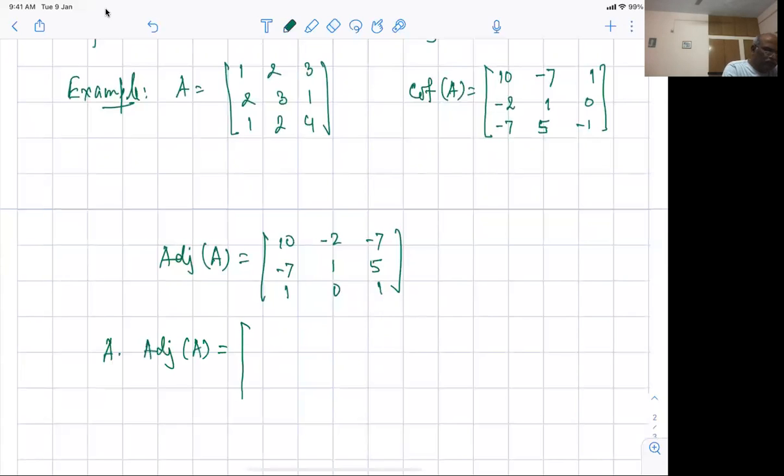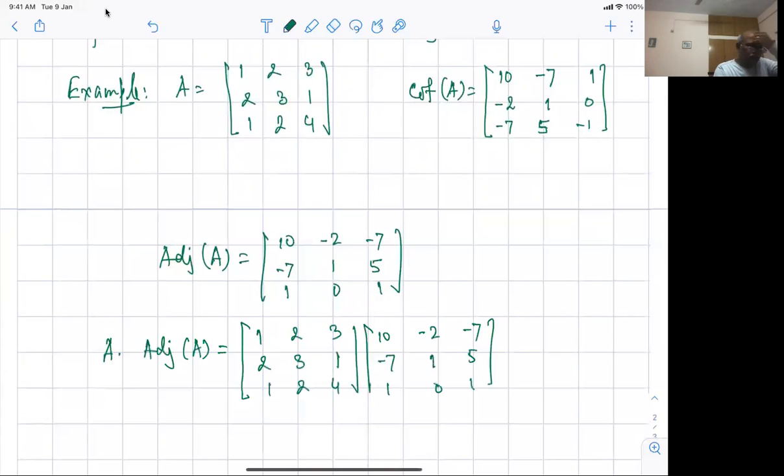Fine. So I would like you to see that 1, 2, 3, 2, 3, 1, 1, 2, 4 times 10 minus 2 minus 7, minus 7, 1, 5, and 1, 0, 1. I hope it is correct. Or there's a minus 1 here. See, I do a mistake here. I have done a mistake from the notes.